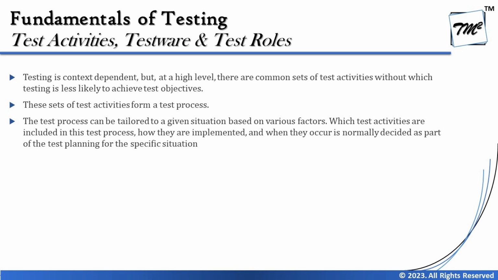So of course, testing is context dependent, but at a high level, there is a common set of test activities without which testing is less likely to achieve the required test objectives. Also, these test activities form the test process, and the test process will be tailored to given situations based on various factors. Which test activities are included in the test process, how they are implemented, and when they occur is normally decided as a part of the test planning for a specific situation.